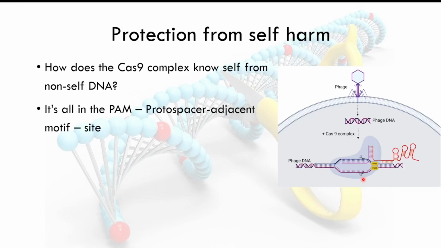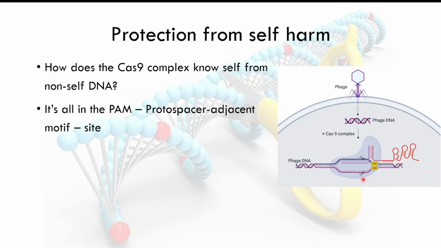Now, because the bacteria has DNA as well, how do we stop the Cas9 complex from accidentally cutting itself? Because what happens if that particular site matches something on its own DNA? The CRISPR-Cas9 molecule will come along and it will cut it.